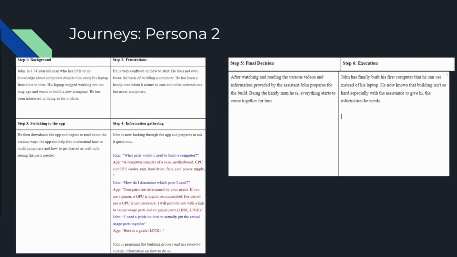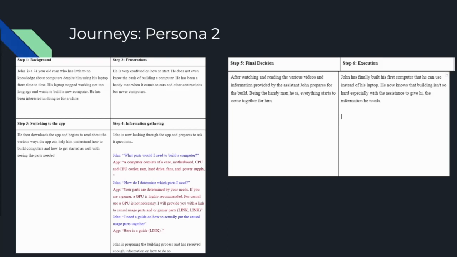And for our second persona, we have the older gentleman who is 74 years old, who's more of a handyman. So he's built things before, but he's never built a computer. So he doesn't really know how a computer works internally. He doesn't know about the parts. So that's one thing that confuses him a lot. So he will turn towards our app and he will start to use it.